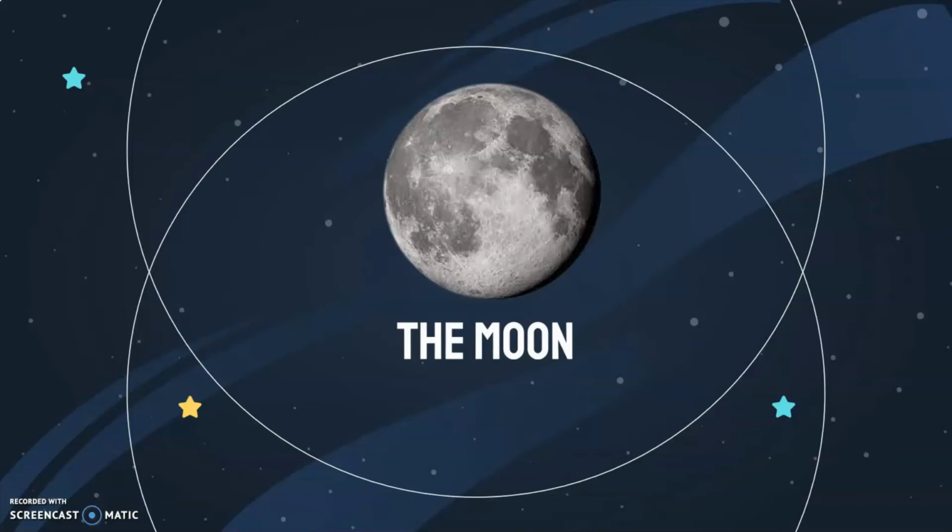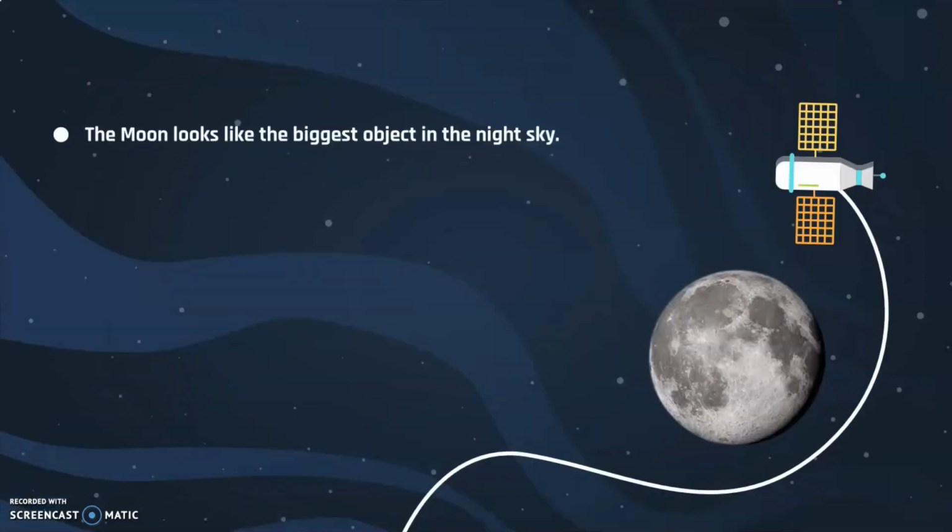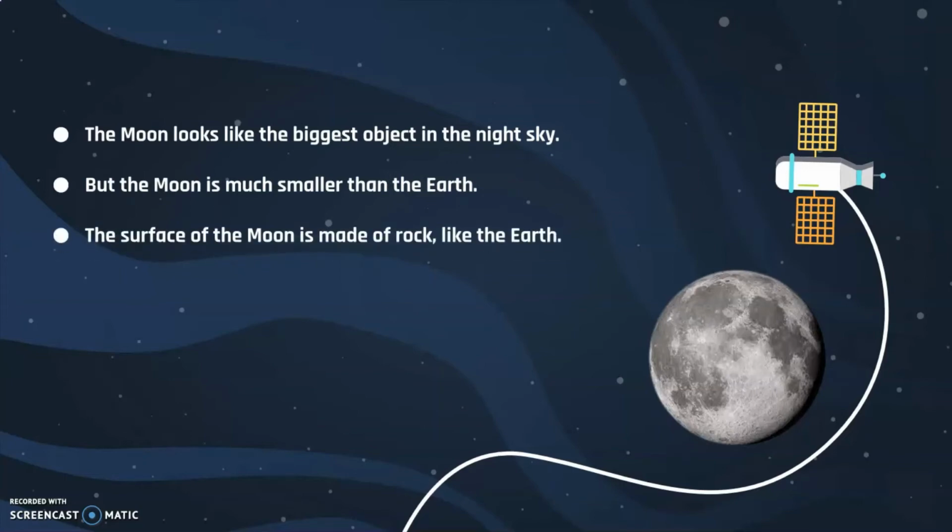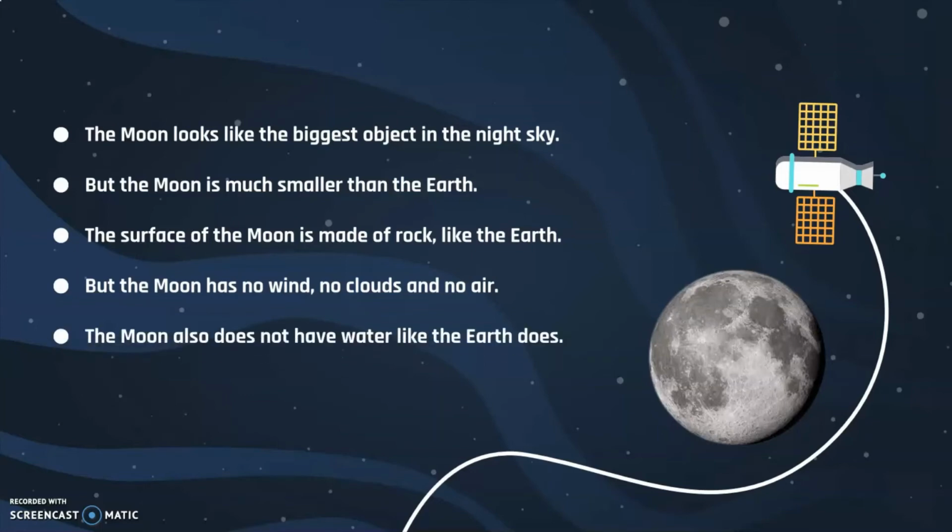The moon. Next we go to the moon. The moon looks like the biggest object in the sky. But the moon is much smaller than the earth. The surface of the moon is made of rock like the earth. But the moon has no wind, no clouds, and no air. The moon also does not have water like the earth does.